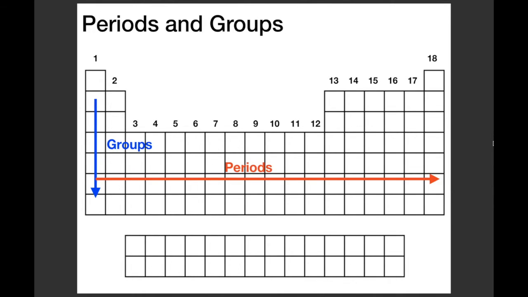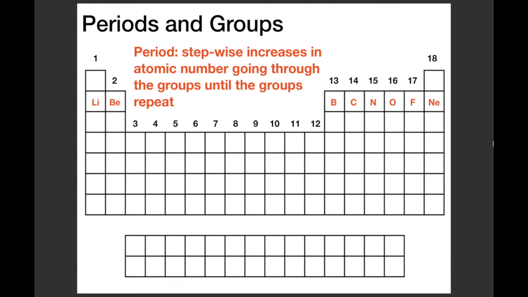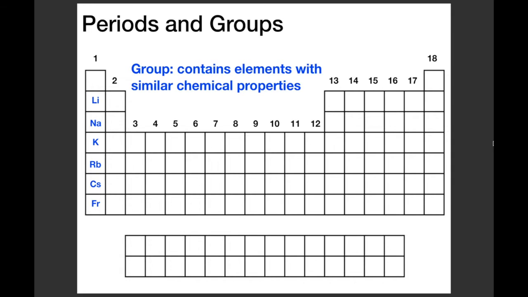The periodic table is made up of columns and rows. The columns are called groups, and the rows are called periods. A period is just a stepwise progression in atomic number going through the groups until the group repeats itself. A group contains elements with similar chemical properties. For example, those highly reactive metals we started off with all form one group.